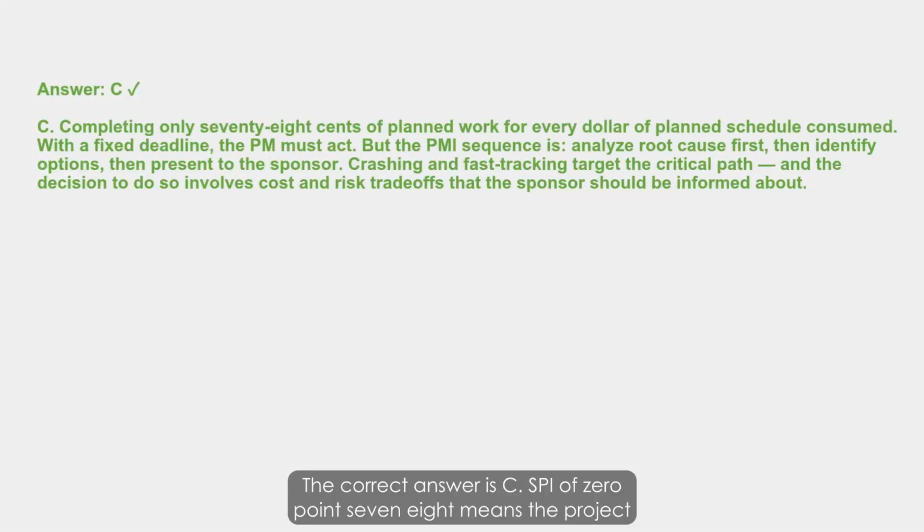The correct answer is C. SPI of 0.78 means the project is significantly behind schedule, completing only 78 cents of planned work for every dollar of planned schedule consumed. With a fixed deadline, the PM must act. But the PMI sequence is analyze root cause first, then identify options, then present to the sponsor. Crashing and fast-tracking target the critical path, and the decision to do so involves cost and risk trade-offs that the sponsor should be informed about.